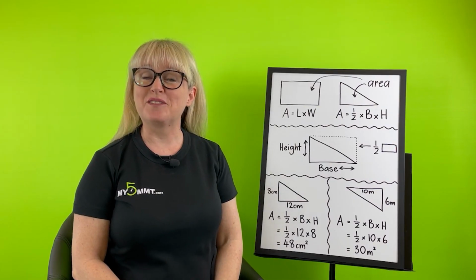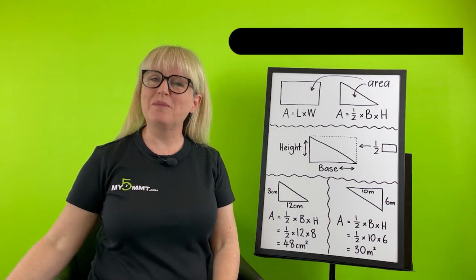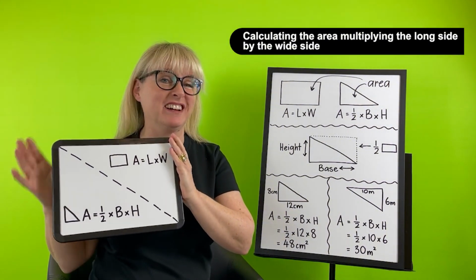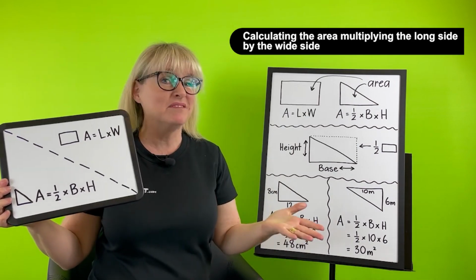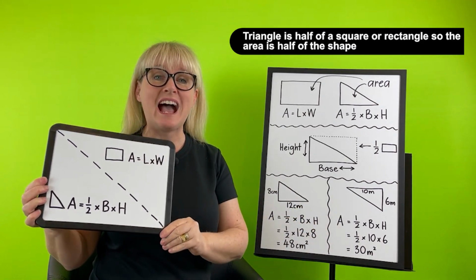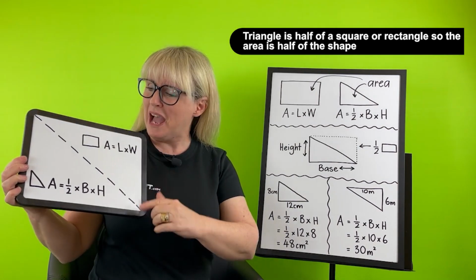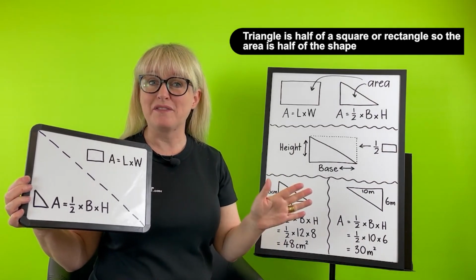This math summary is focused on calculating the area of triangles. We know that when we're calculating the area, we're looking at our long side and our wide side. We multiply the long side by the wide side for squares and rectangles. But a triangle is interesting because it's half. It's half of our square or half of our rectangle. And when we cut it in half, we only need the area of half of the shape.